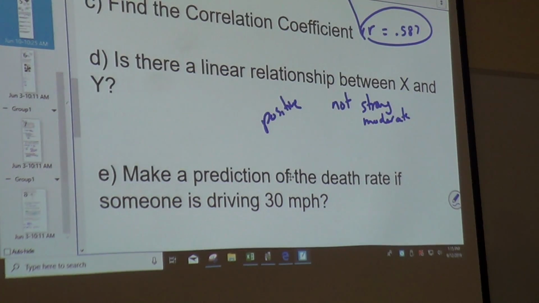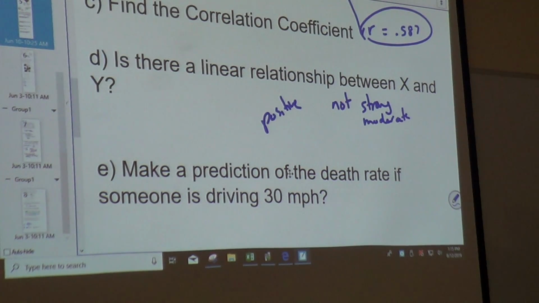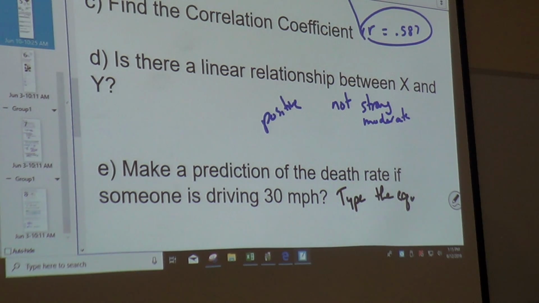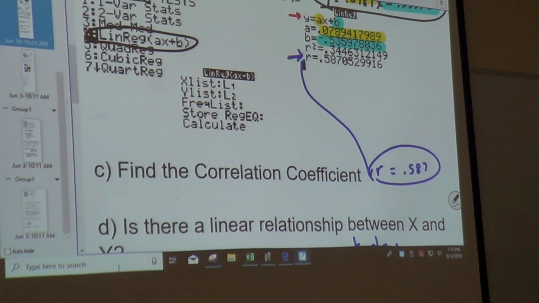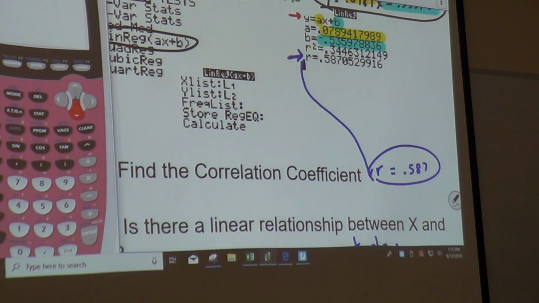Okay. Now, it says make a prediction of the death rate if someone is driving 30 miles per hour. So, to make a prediction, we have to type the equation into y equals and then go to the table. T-A-B-L-E. We just came up with the equation, so we're going to go to our y equals button, and we're going to type in that equation.